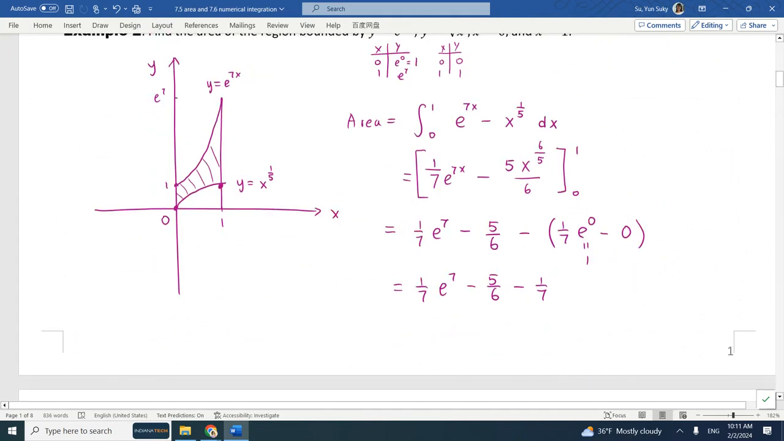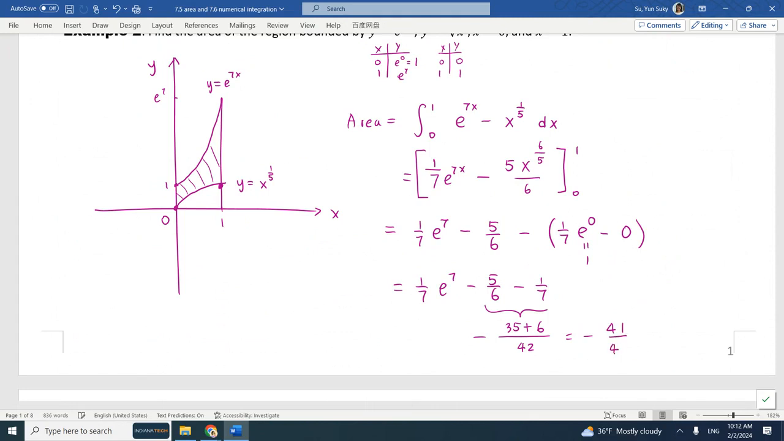Yeah, we can also combine them. So this one is like negative, and then 6, 7. What's the common denominator? 42, right? And then the 5 you multiply by 7 is 35. But because you factor out a negative, then this becomes plus, right? And here, what do you put here? 6. Yes. So we get what? Negative 41 over 42.